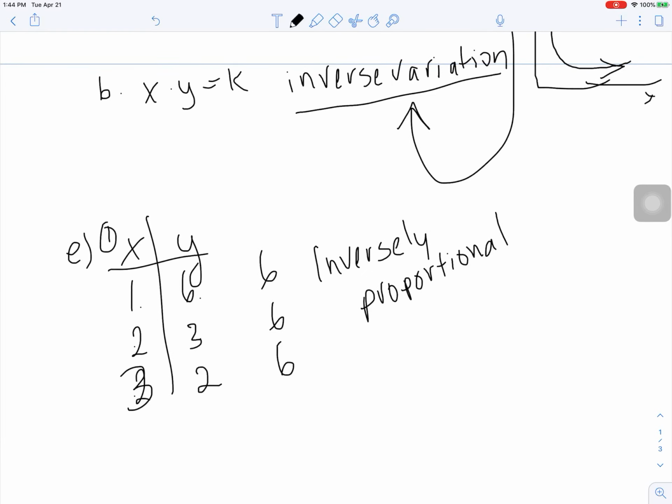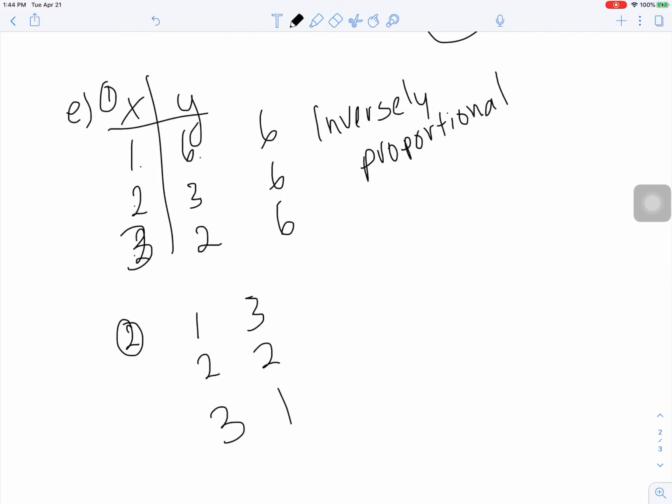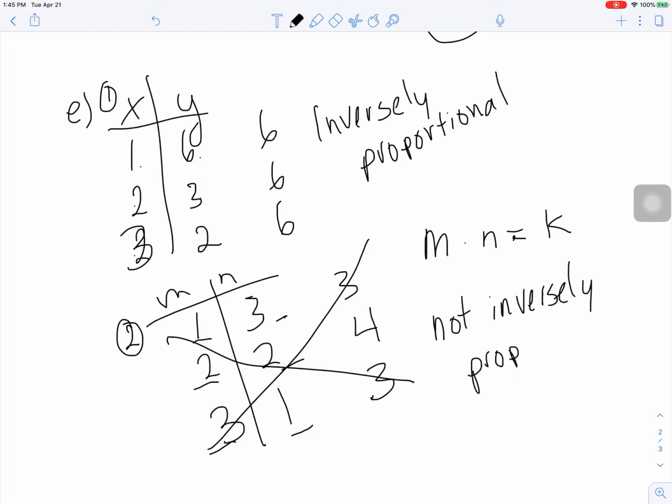All right, so that gives you the first one, and that's for number 1 there. For number 2, let's take a look at the second example. We have 1 and 3, we have 2 and 2, and we have 3 and 1. Again, same kind of thing. We have m and n. So we know that m times n should equal a constant. 1 times 3 gives us 3. 2 times 2 gives us 4. 3 times 1 gives us 3. So no, that was not inversely proportional.